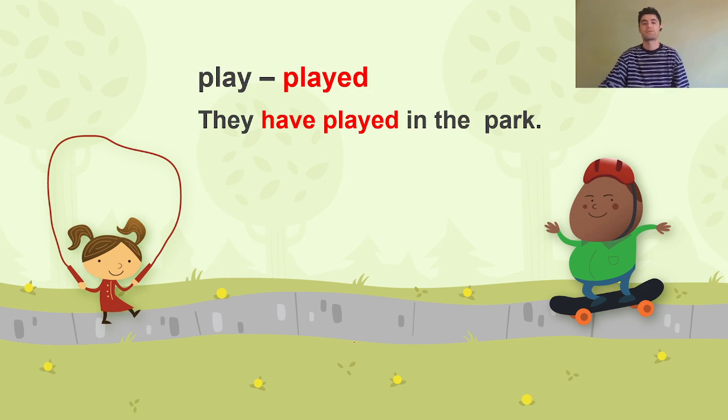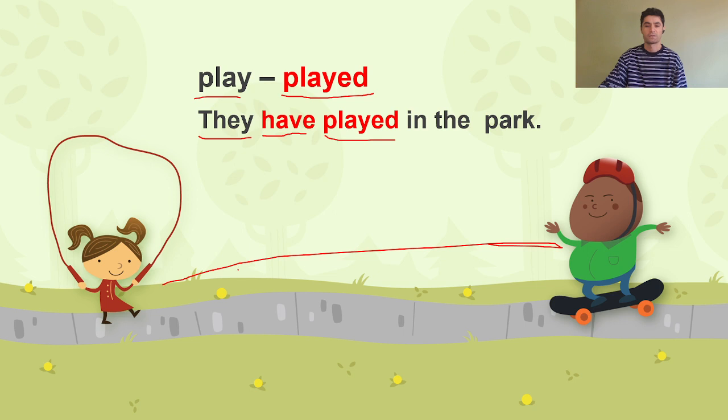And this is another example for the usage of present perfect with the regular verb. And the regular verb here is play. Play becomes played in the present perfect tense. So the subject of the sentence is they, and we use have after they, and play becomes played. They have played in the park. These boys are playing in the park, right? And we were saying that they have played in the park today. Well, now let's move on.